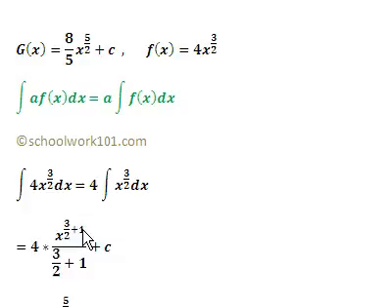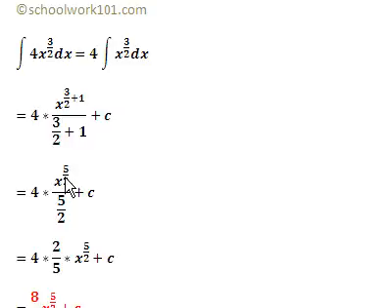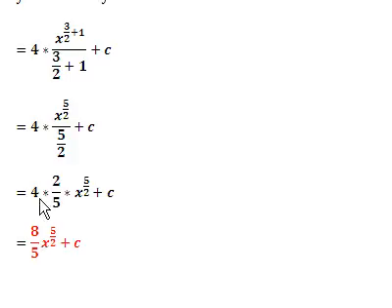So we add 1 to the exponent, and 3 halves plus 1 gives us 5 halves. You take the exponent, put it in the bottom, and then you'll need to simplify this down. So we're going to take this and flip it, put it in the top, multiply the 2 times the 4, which gives us 8 fifths, times x to the 5 halves plus c. So this is the antiderivative, and remember to check this, take the derivative of it, and if you get the integrand, you know you've done it correctly.